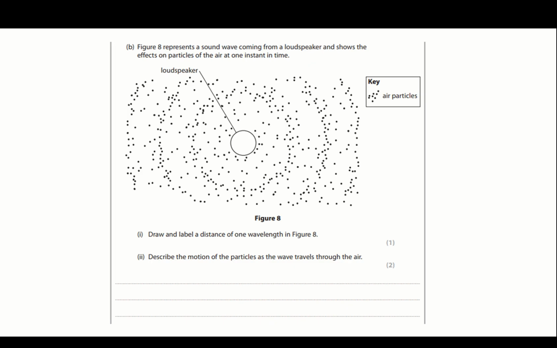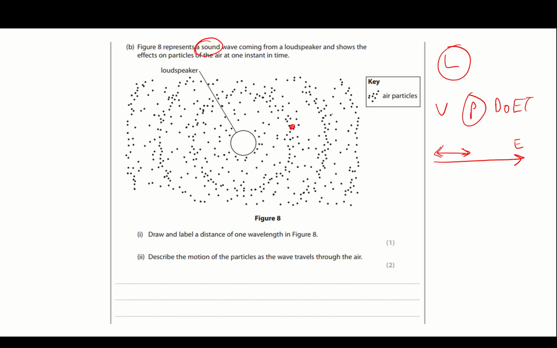Next one, we've got a sound wave coming from a loudspeaker. So we know that sound waves are longitudinal waves, and I've taught you V, P, DOET, so longitudinal waves. If that's the direction that the energy goes, the vibration will be parallel to it, or oscillation, vibration, oscillation. It says draw and label the distance of one wavelength. Now it doesn't matter. So what we've got set up here is a compression, rarefaction, compression, rarefaction, compression. As long as I go from compression to compression or rarefaction to rarefaction, that is one full wavelength.